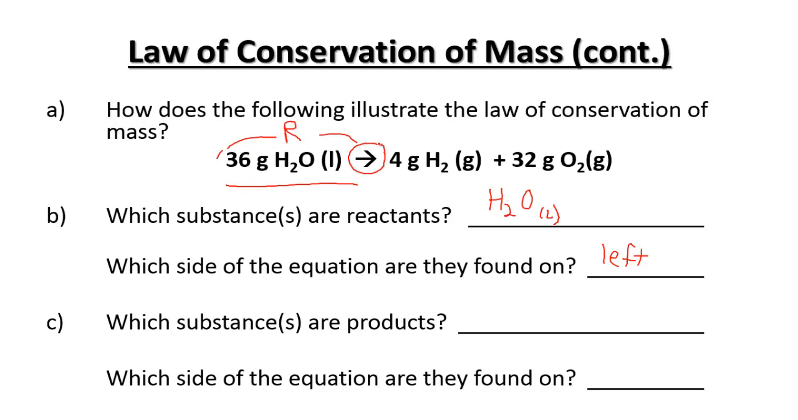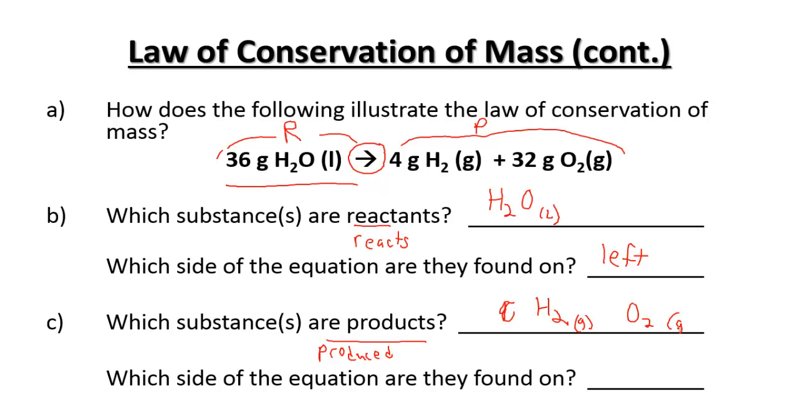And that's going to signify a chemical change, the beginning and the end. The products are what we produce. The products are going to be on the right-hand side of the arrow. So think about the products, what is produced, and in reactants, what reacts. Which substances are products? We've got our H2, which is a gas, and we've got our O2, which is also a gas, and they are found on the right-hand side of the reaction.